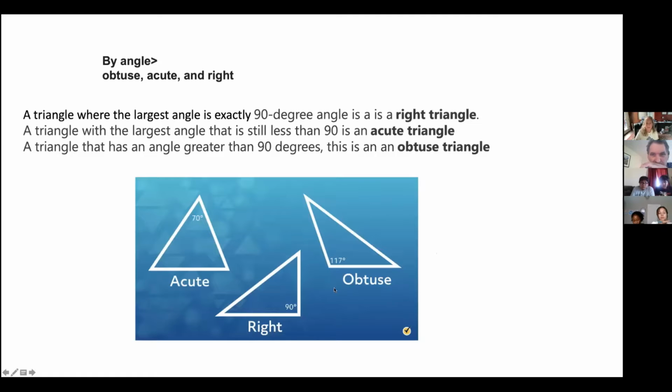So if a triangle has a 90-degree angle, doesn't matter what the other angles are, that is a right triangle. If all 3 angles are less than 90 degrees, it's acute. And if one angle is more than 90, and of course the other 2 are going to be less, it's obtuse. So that's one way we can define triangles, by their angles.